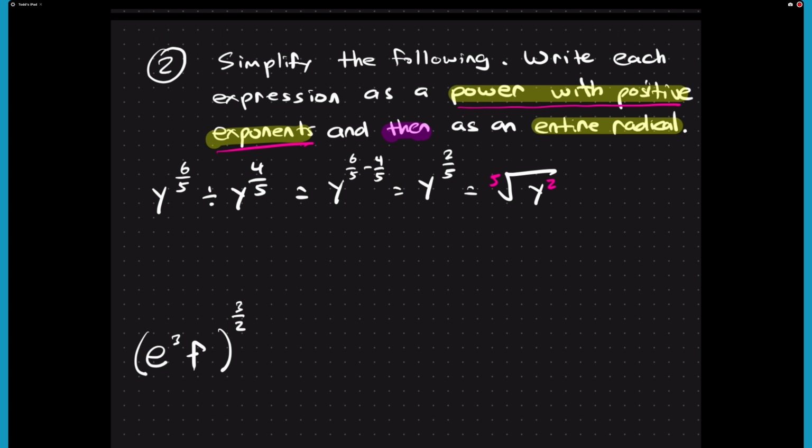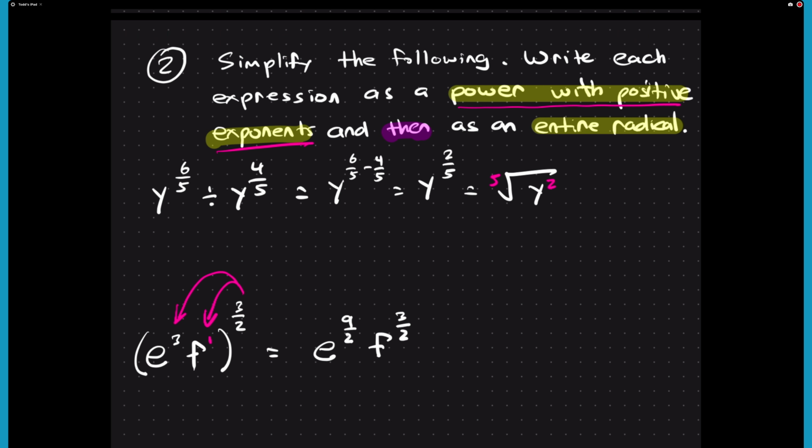Okay, now let's move down to the second example I have here for you. It says, in brackets, e raised to the power of 3 times f raised to the power of 3 over 2. Okay, so remember that what we would do here is we're going to basically multiply this and this together. This actually has an exponent of 1. So that is going to equal e raised to the power of, well, 3 times 3 over 2 is 9 over 2, and f with 1 times 3 over 2 is raised to the power of 3 over 2.